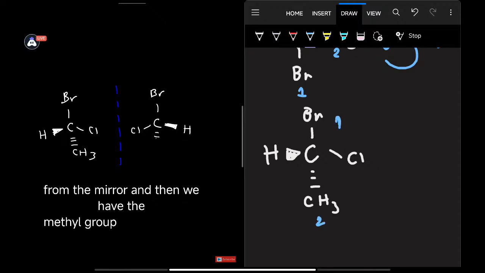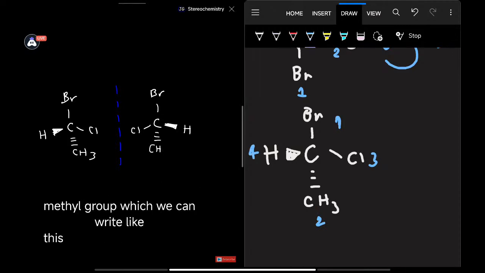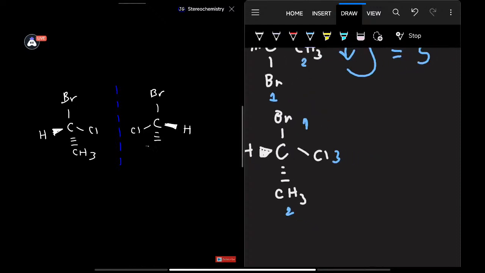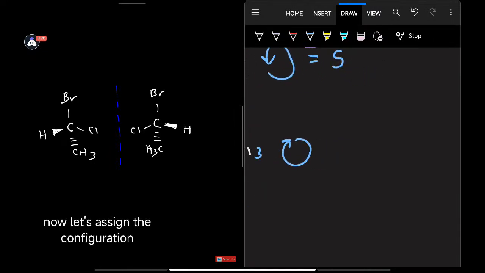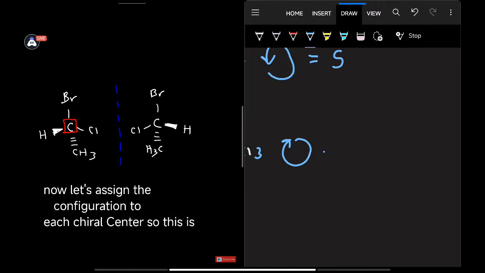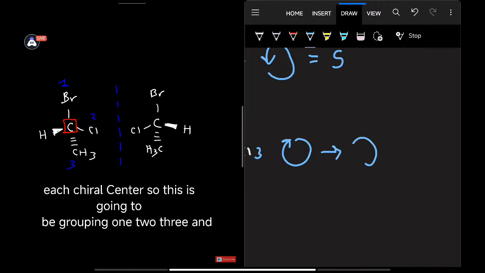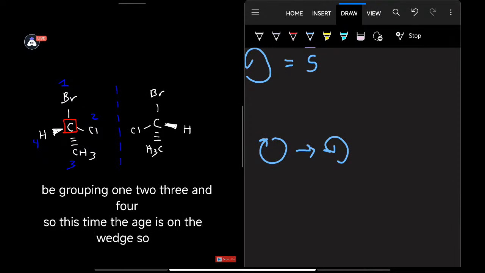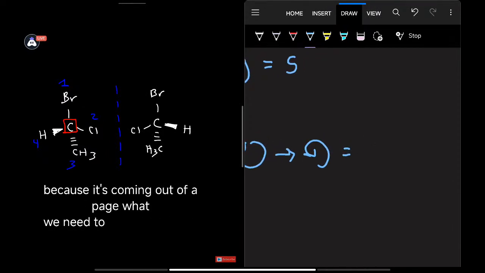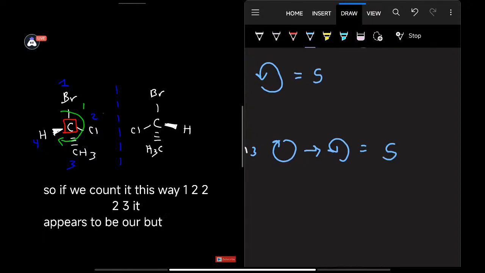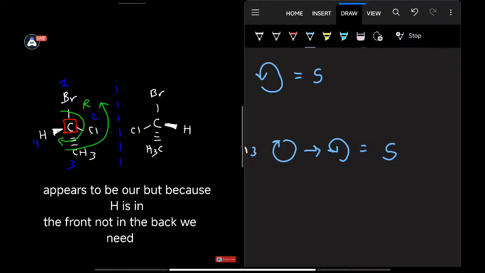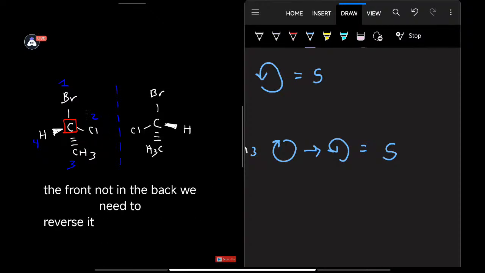And then we have the methyl group, which we could write it like this. Now let's assign the configuration to each chiral center. So this is going to be group number 1, 2, 3, and 4. So this time the H is on the wedge. So because it's coming out of the page, what we need to do is we need to reverse it. So if we count it this way, 1 to 2 to 3, it appears to be R, but because H is in the front and not in the back, we need to reverse it. So what we have is the S isomer.